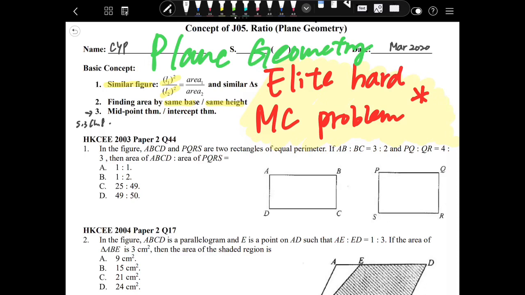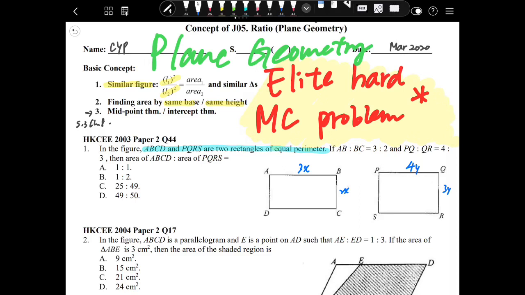Okay, so part 1. In the figure, there are two rectangles with the same perimeter. So they have a really key point: the same perimeter. The ratio of AB to BC would be 3 to 2, and PQ to QR would be 4 to 3. Can I just leave the lengths like this, 3 and 2, and also 3 and 4? No. So we need to make a ratio. So we have 3x and 2x, and also 4y and 3y.